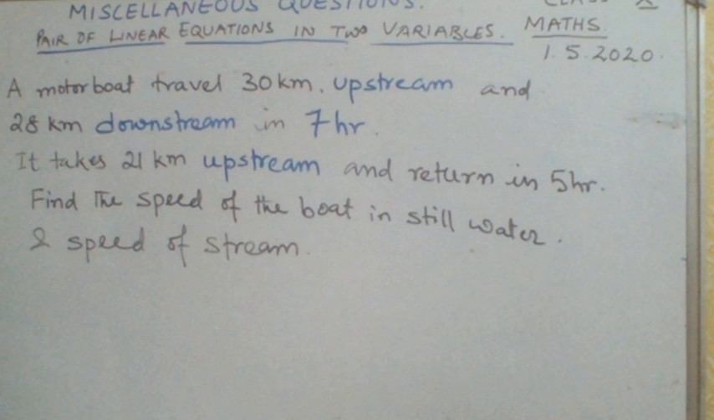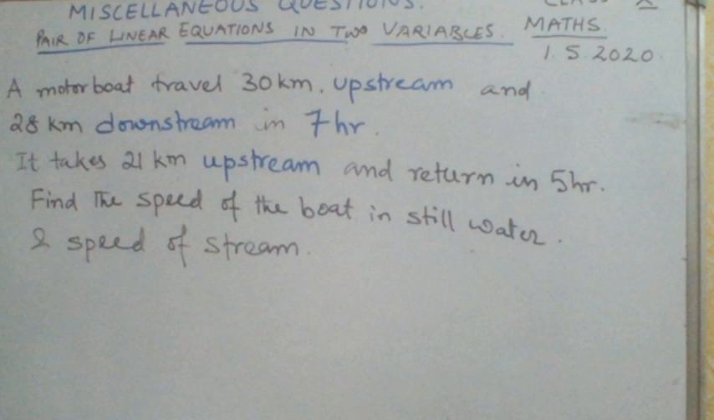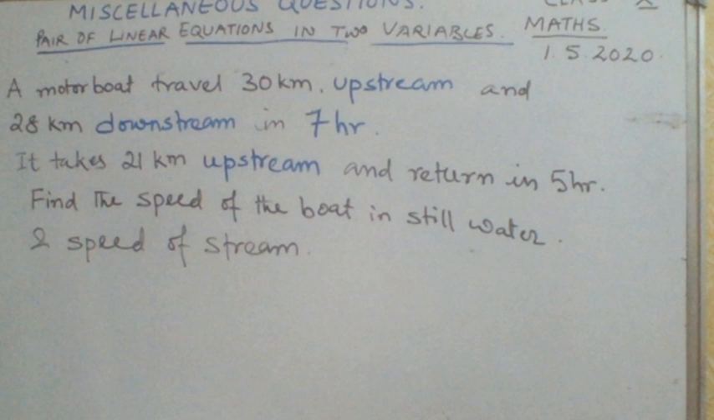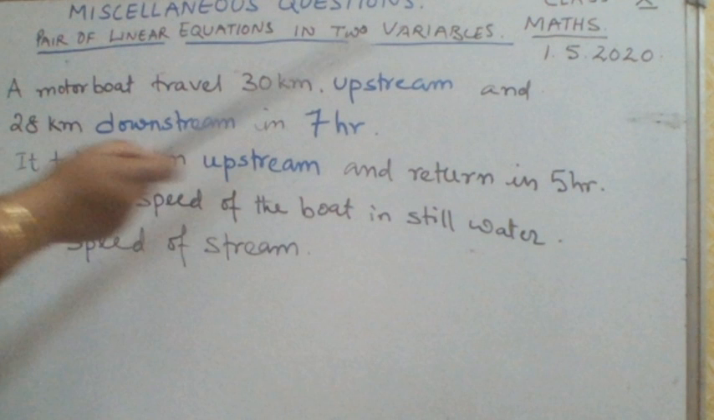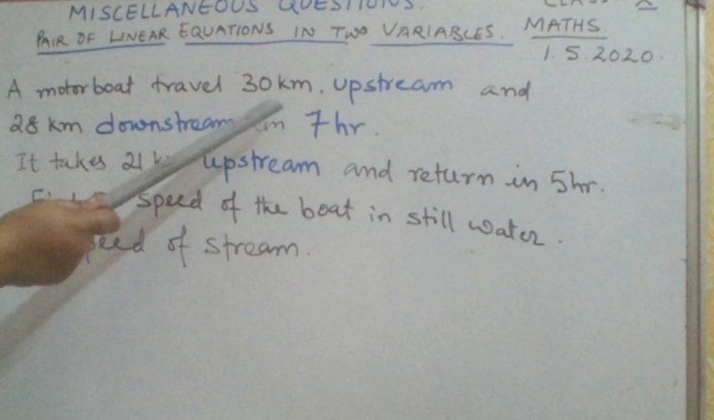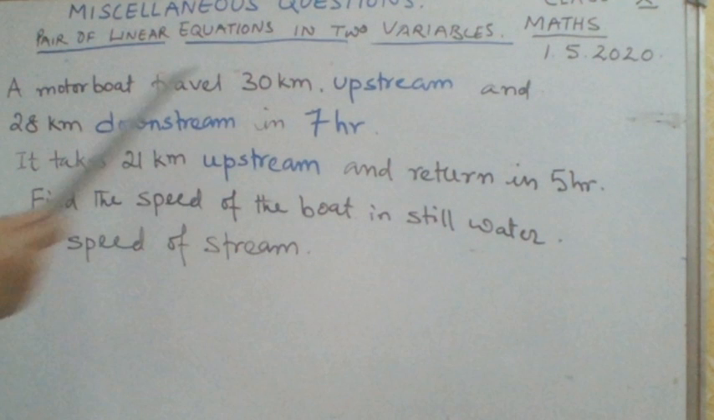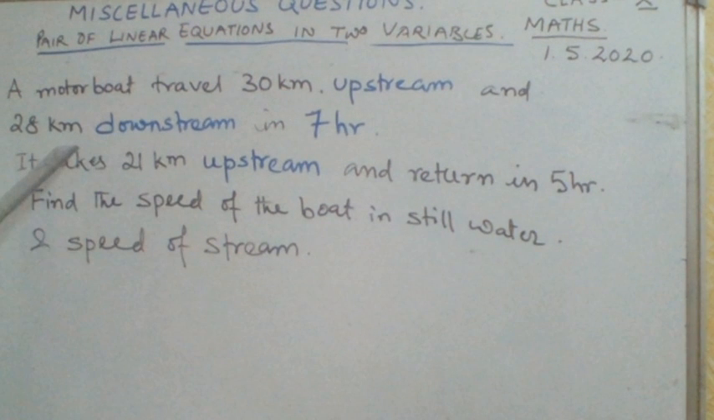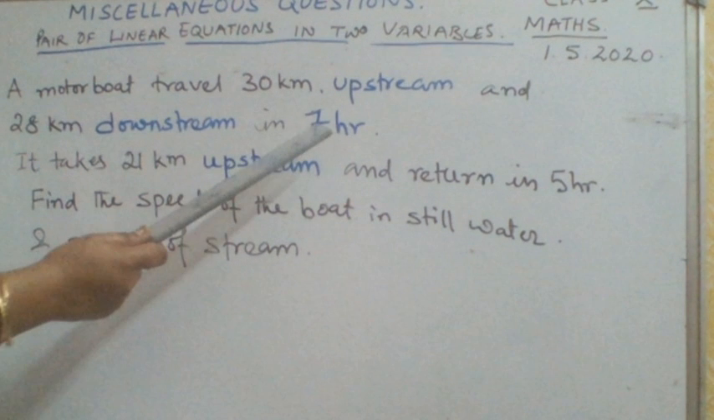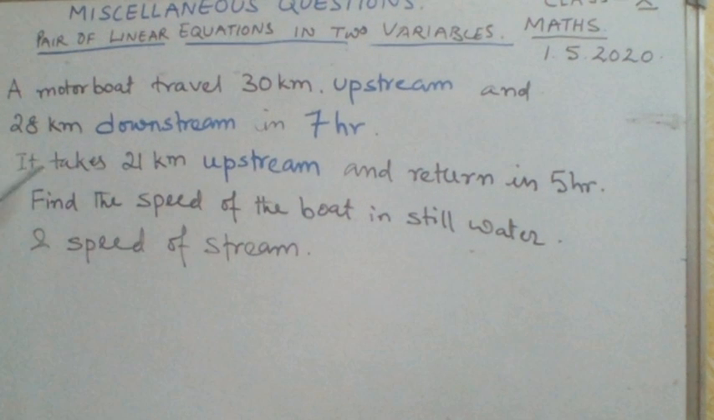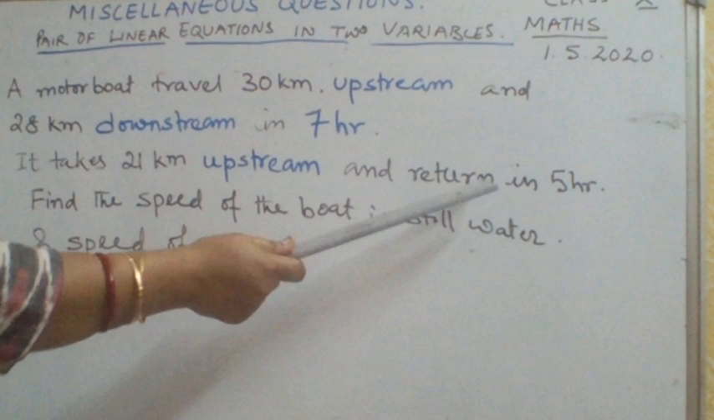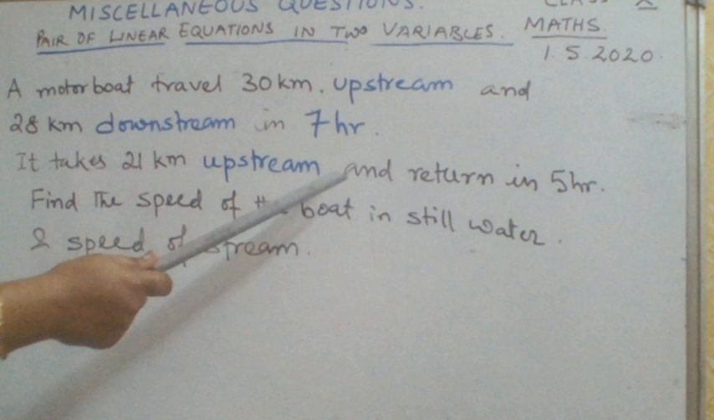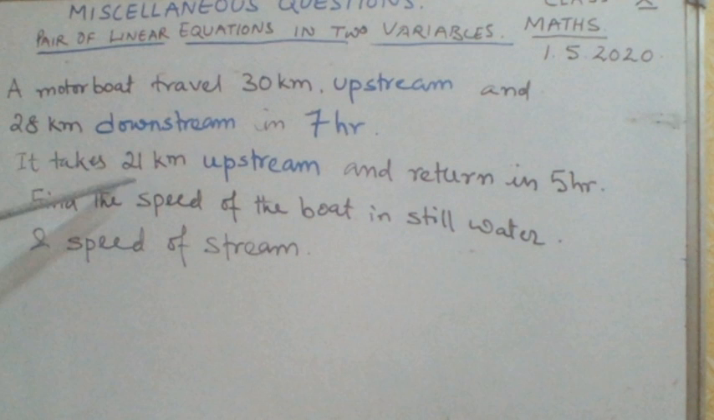This is another question of upstream and downstream. Please note down the questions carefully. I have tried to highlight the important things. A motorboat travels 30 kilometers upstream and 28 kilometers downstream in 7 hours. Okay, and it takes 21 kilometers upstream and return. Return means the same distance, 21 kilometers. Return also the same distance, that is 21 kilometers.